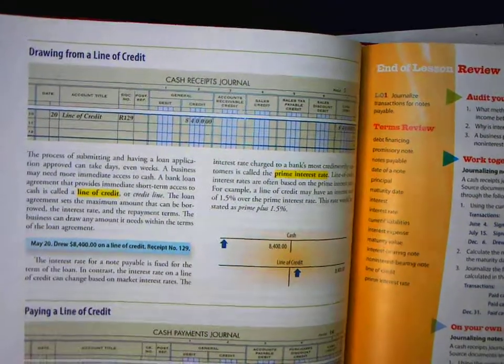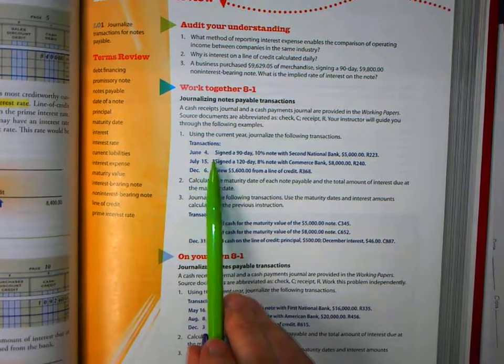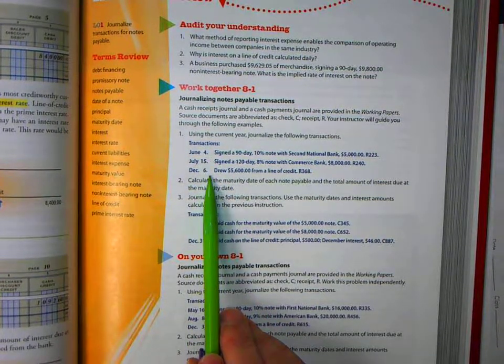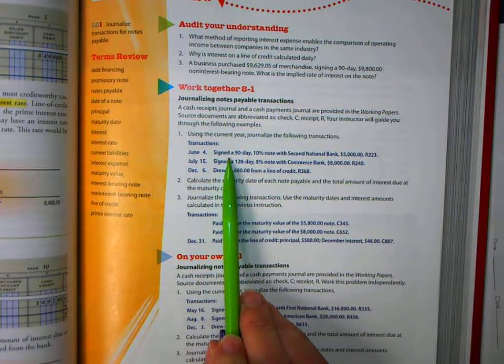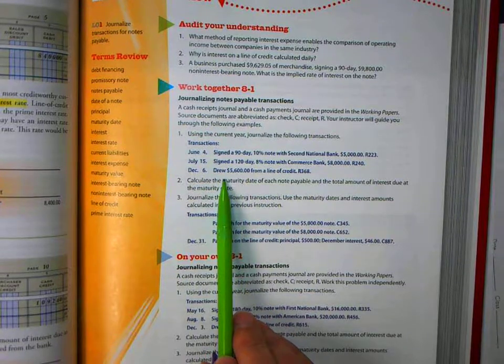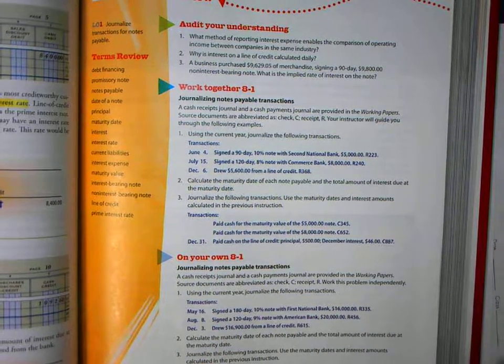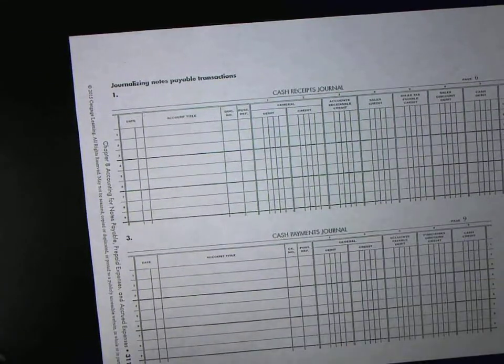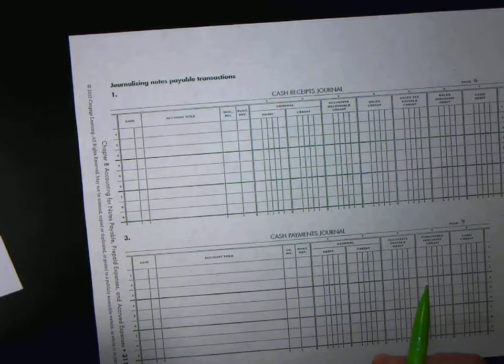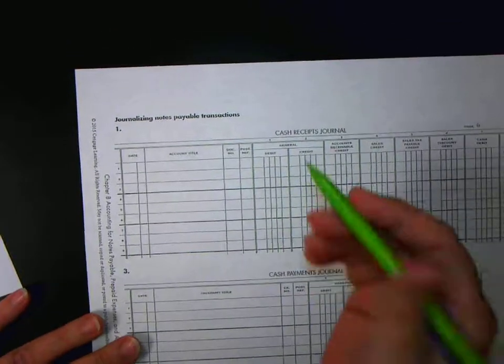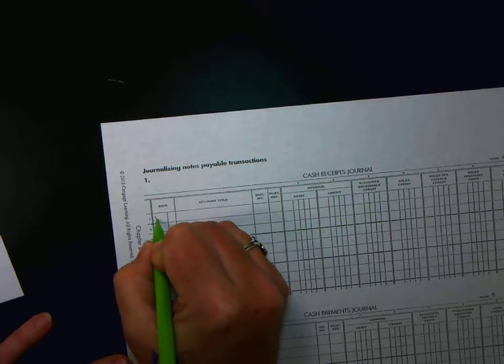All right, so working together 8-1. The first thing that we're going to do is just journalize 3 different notes. A notes payable on June 4th, July 15th, and then a line of credit on December 6th. All right, so June 4th, signed a 90-day note, 10% interest, Second National Bank, $5,000. We don't need to know the interest or the days right now. This is just recording the receiving of the cash.